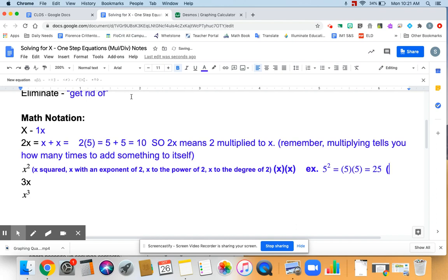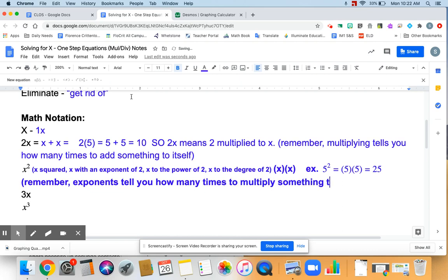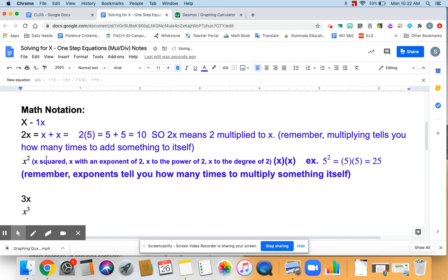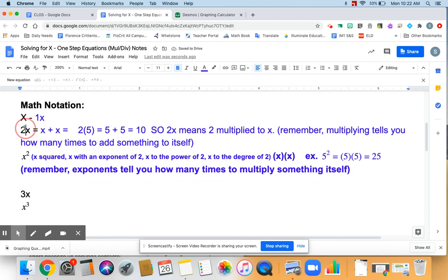So remember, exponents tell you how many times to multiply something to itself. Taking my 2 rules here, the difference between the number in front and the number in the exponent on the little upper right-hand corner.